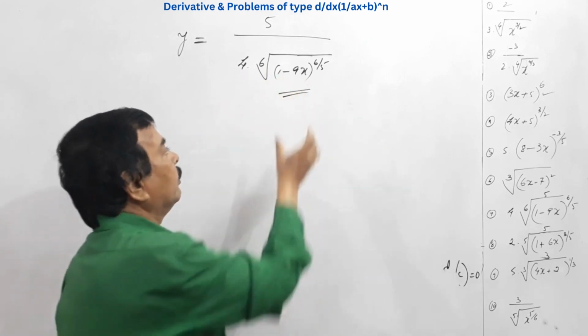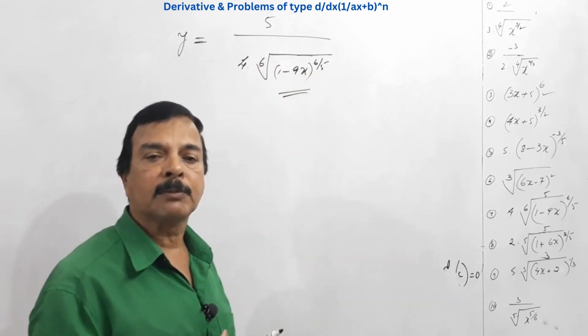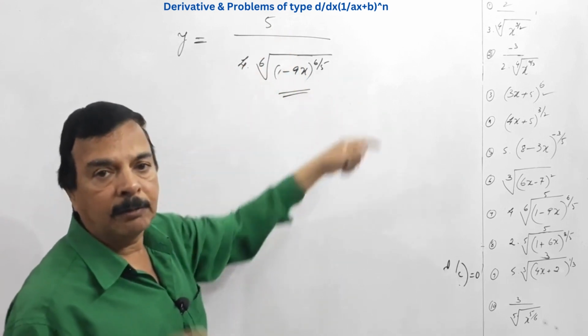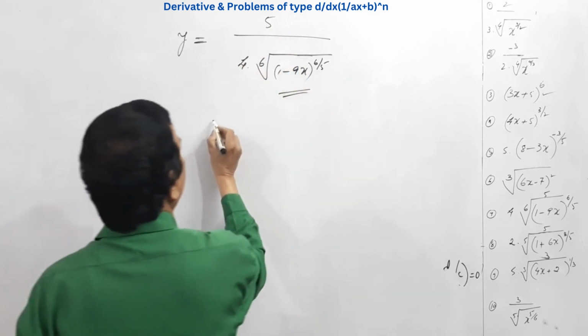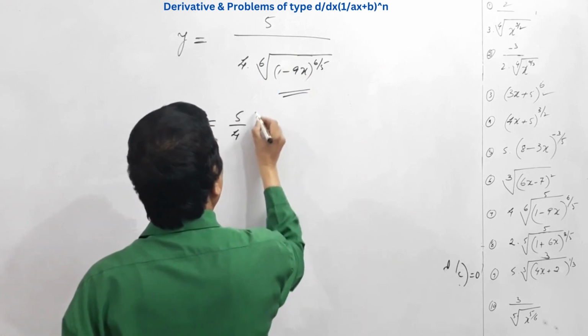What you do is, you try to bring it to a standard form of 1 by (ax plus b) to the power of n. Bring it to that form. The rest you will simplify. It will be easy once I show how to go about it. So what I will do, I will write this 5 by 4, I will bring it outside.